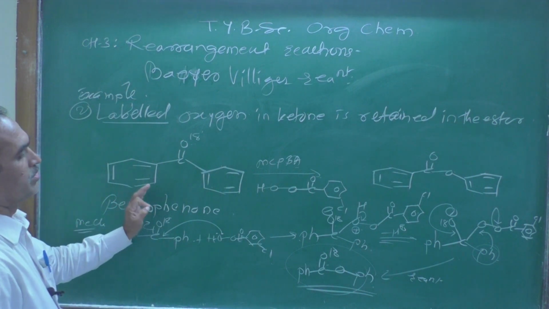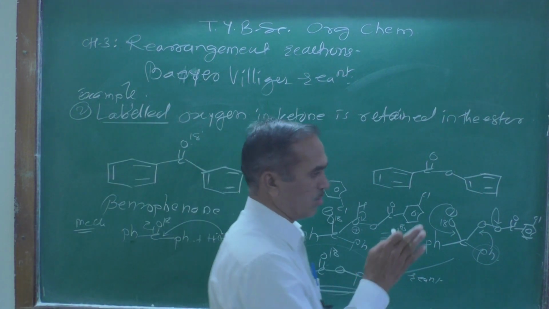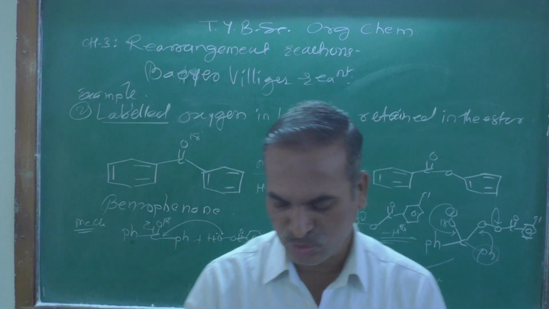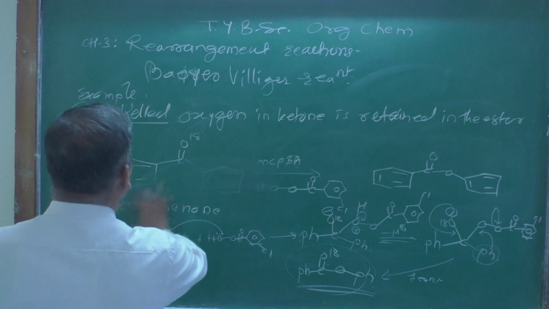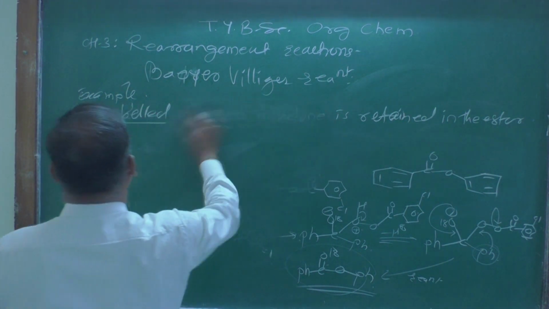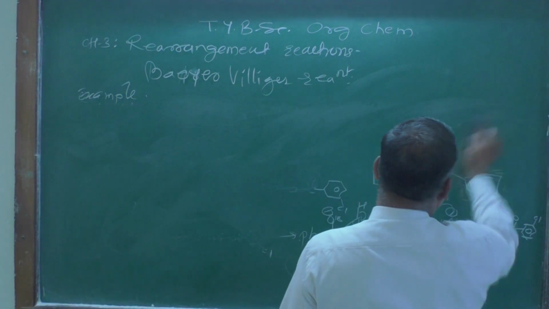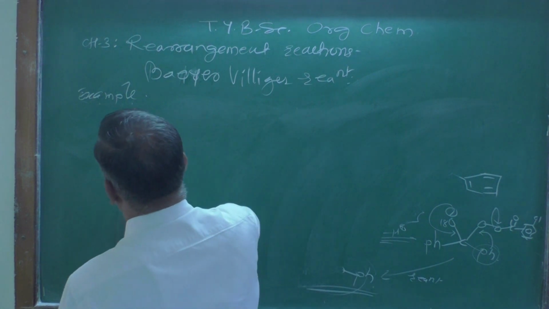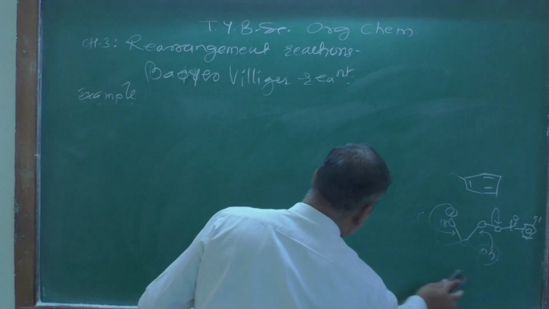carbonyl carbon is retained in the product when the ketone is converted into the ester. So that is the second example which we have learned here. Now let us discuss example number 3. What will be example number 3 that we are going to discuss shortly?